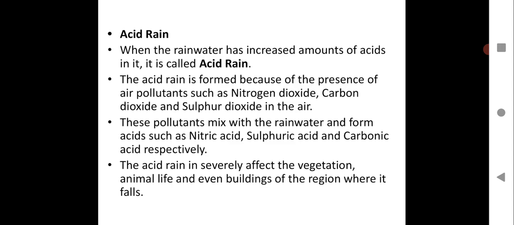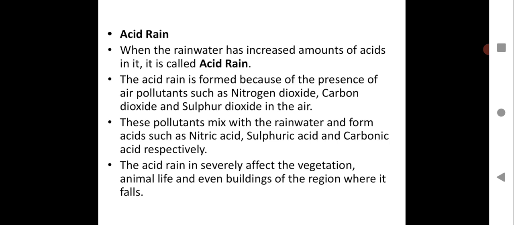Then since we are learning about acid, let us see what acid rain is. This is one of the very important concepts in daily life, where you come across acid rain and how acid rain is formed and how it affects us. Let us see. When the rainwater has increased amounts of acids in it, it is called acid rain. How is it caused? Let us see.